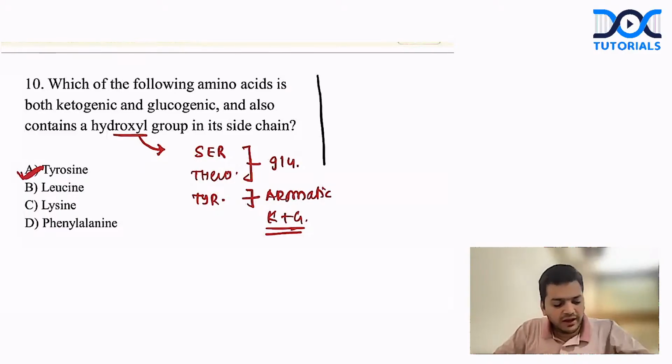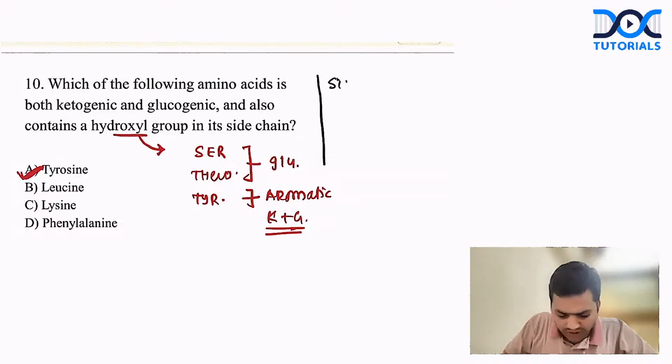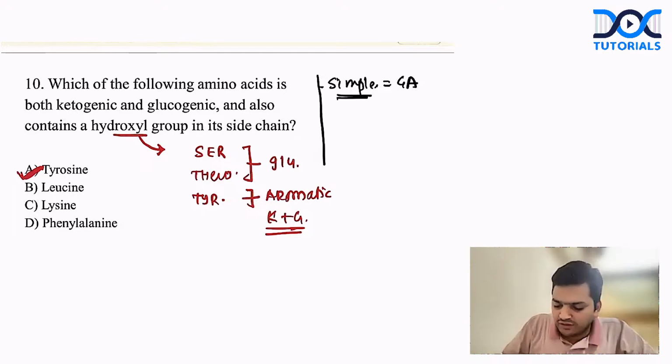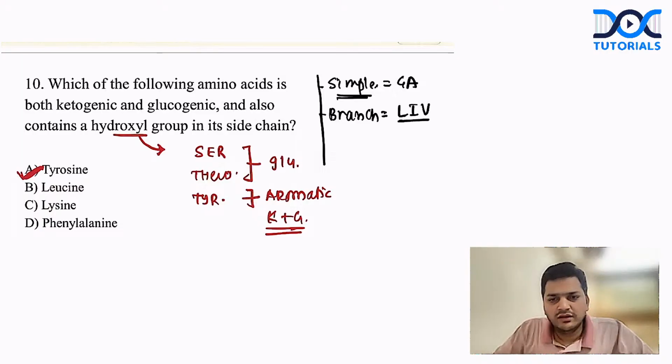Now, can you answer some more questions? Let's do a rapid fire of the classification of amino acids. Can you tell me what are the simple amino acids that we have? It is glycine and alanine. Can you tell me the branched chain amino acids? The branched chain amino acids are leucine, isoleucine, and valine.